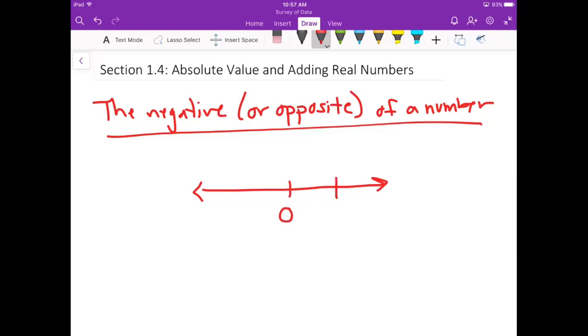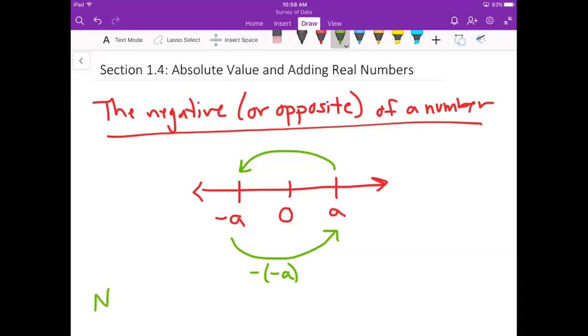So if I have some number, let's call it A over here, then the opposite of that number is going to be the same distance from 0, but to the left of 0 rather than to the right of 0. Negatives of numbers are opposites because they just go back and forth. So the opposite of a positive A is negative A, and the opposite of a negative A is a positive A, which means that if I want the opposite of a negative, those two things cancel out and it becomes a positive A. So that's a little note we want to make to ourselves.